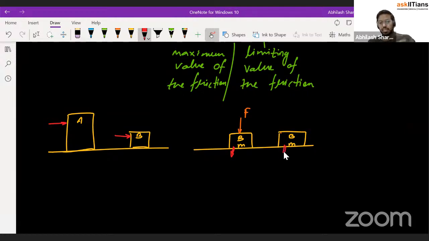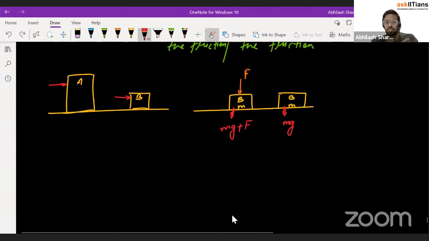In the first case, the force applied by the block on the ground is just its weight, mg. While in the second case, the force applied by the block on the ground is weight plus the force applied by your friend. So it's more. And that's why the friction in the second case will be more. All right. So I hope this is something which all of you are clear with.